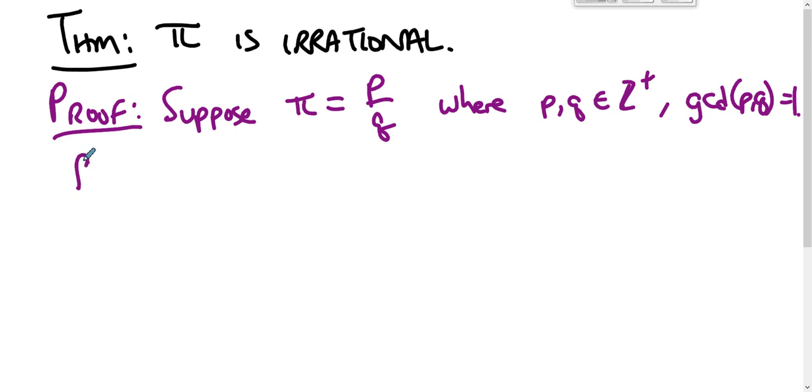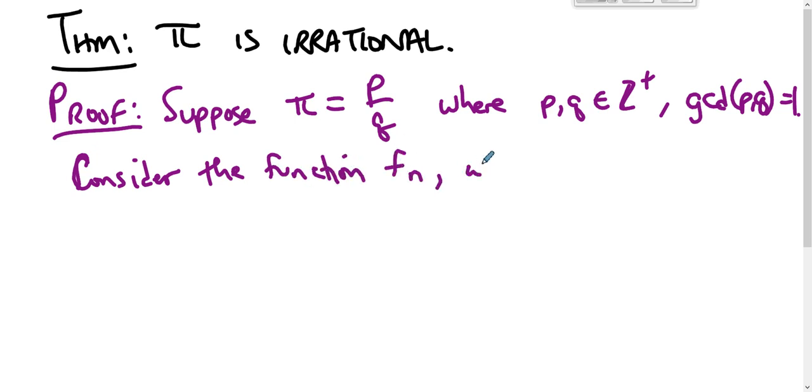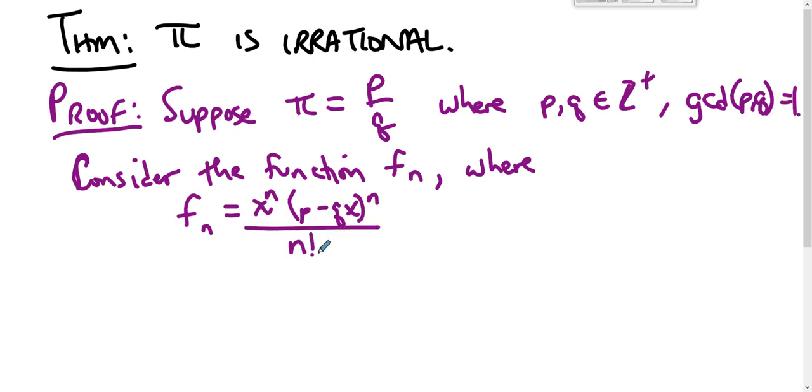So we're going to consider the following function. We're going to consider the function f sub n, where f sub n is x to the n times (p minus qx) to the n over n factorial. What? So this p and this q are this p and this q. We've assumed that pi is p over q, so now this p is set and this q is set. This n is a positive integer, so this function depends on n and p and q. It is a function of x. So this is f sub n.